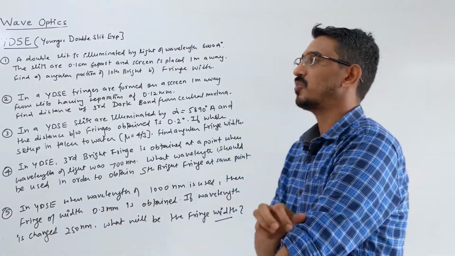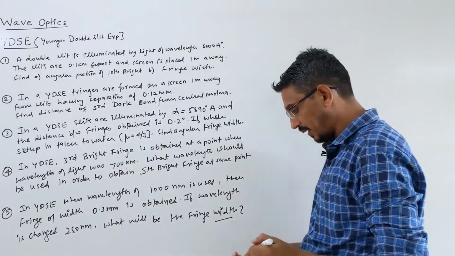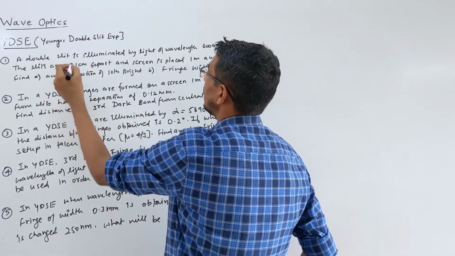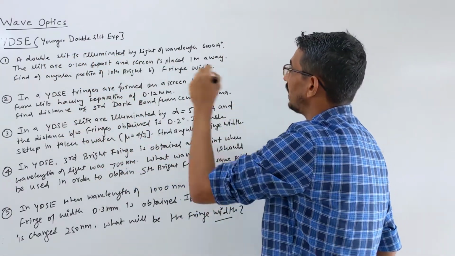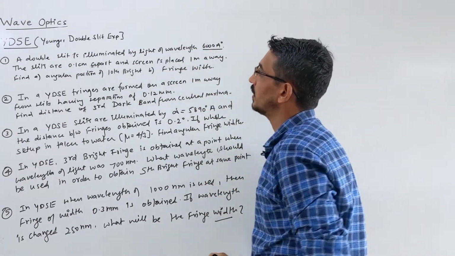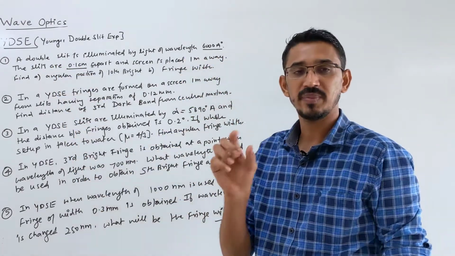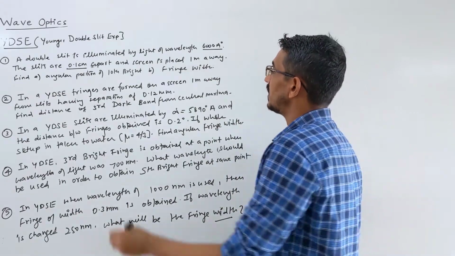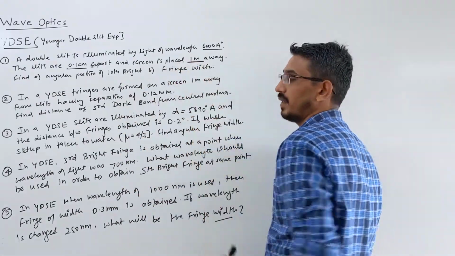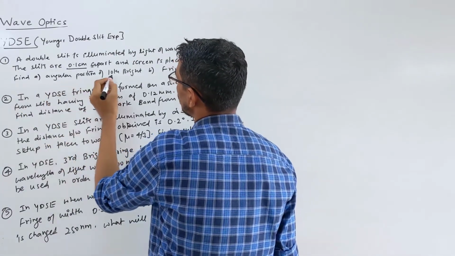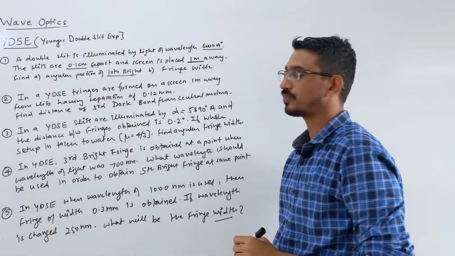Okay, here we have some problems based on YDSE. Let's start. Question number 1 says a double slit is illuminated by light of wavelength 6000 angstrom. The slits are 0.1 centimeter apart. Distance between slits, small d, is given. The screen is placed at a distance of 1 meter away. Capital D is also given. Find the angular position of the 10th bright fringe.